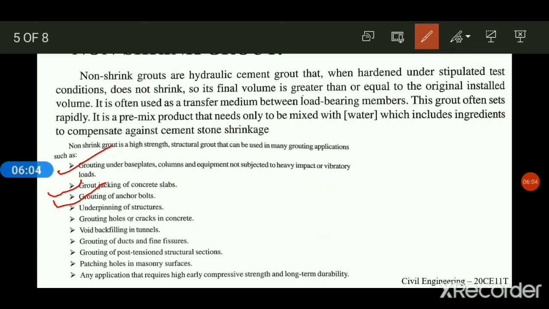underpinning of structures, grouting holes or cracks in concrete, void backfilling in tunnels, grouting of ducts and fine fissures, grouting of post-tension structural sections, patching holes in masonry surfaces. So any application that requires high early compressive strength and long-term durability.